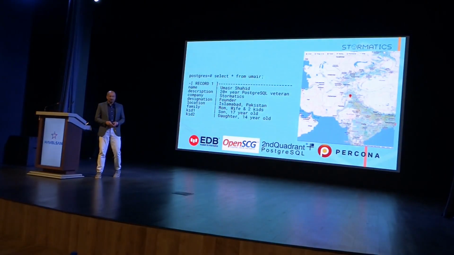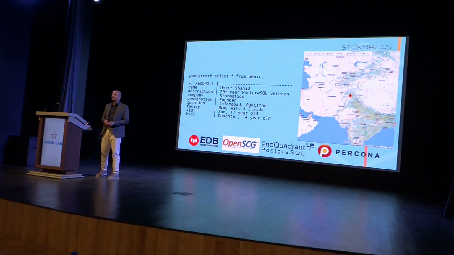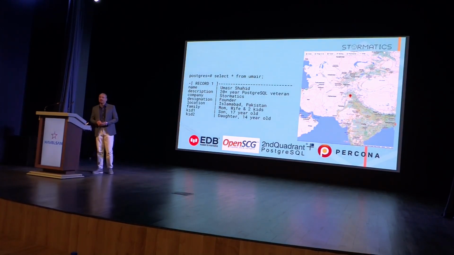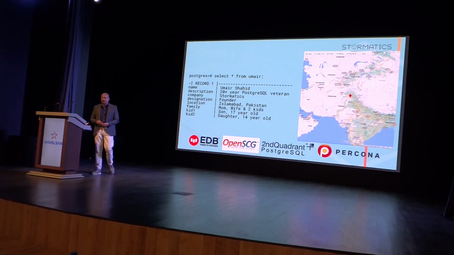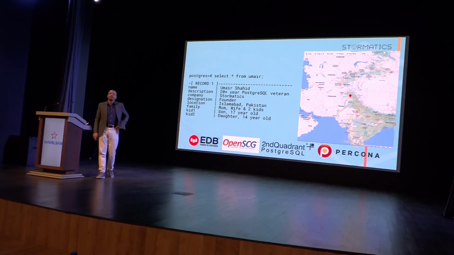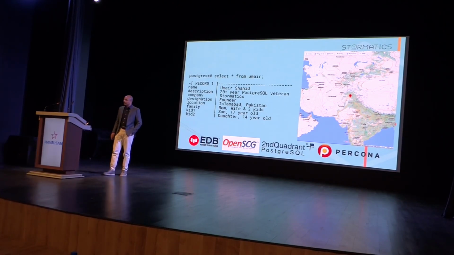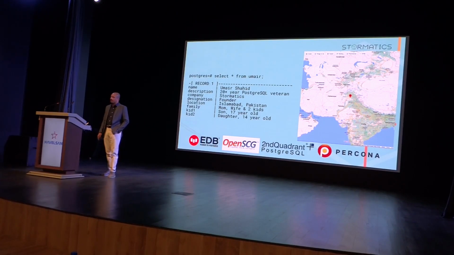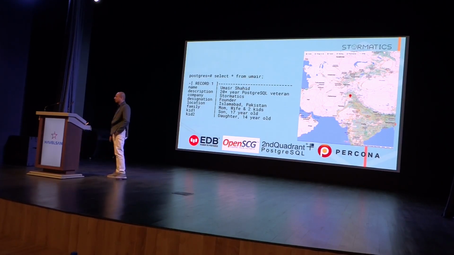Okay, so who am I? If you do a select star from Umair, that's what you're going to see. I live in Islamabad, Pakistan. That's where I flew in from yesterday. And I've been working in the Postgres space for 20 years. I started off in 2003, well actually a little over 20 years. I'm the founder of Stormatics, which is a professional services company, and I live in Islamabad with my wife, 2 kids, and my mother.